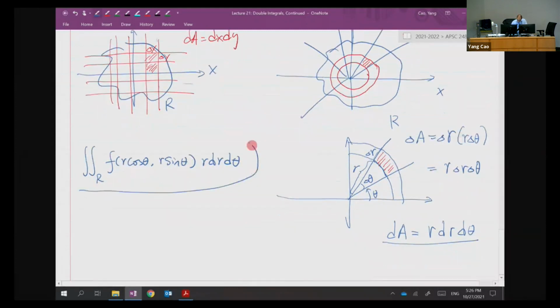If you look at the current expression of the double integral, apparently there is no x, y involved anymore. It's all in terms of r and theta. And it's still the same region R. So the next logical step is, what are the integral limits in terms of r and theta? That's basically the idea here.